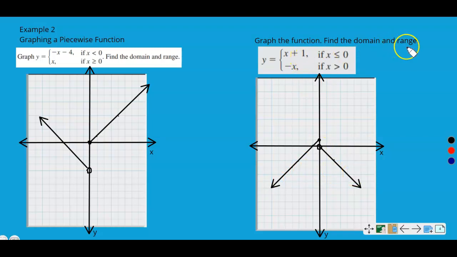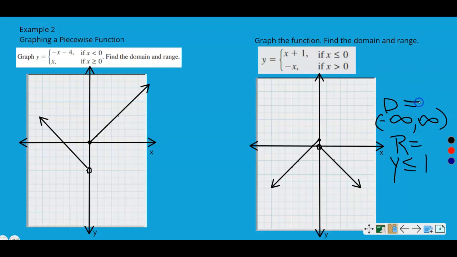It does say find the domain and range. So the domain of the piecewise function, meaning both of these lines together, goes to the left forever, to the right forever. So your domain would be all reals. You can write that as negative infinity to infinity. Your range is your y values, your vertical axis. You can see that the highest point on the range is at positive 1, and it's everything less than or equal to positive 1. So we're going to write y less than or equal to positive 1.